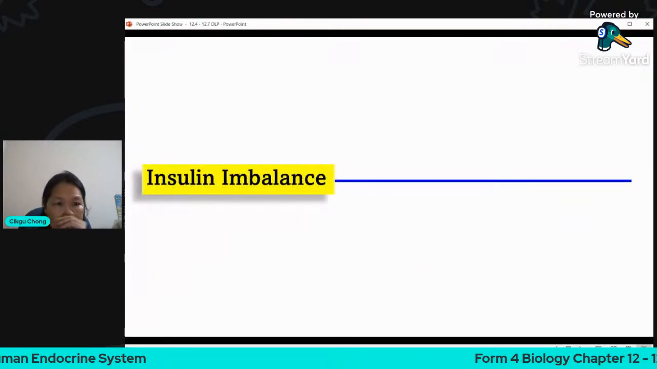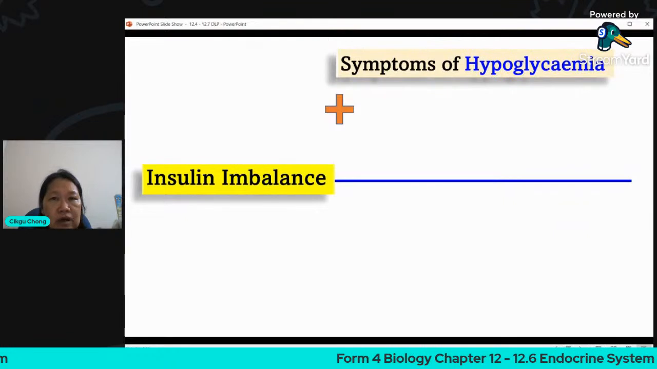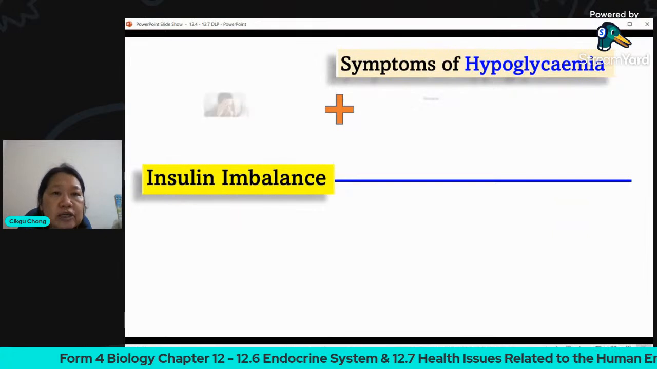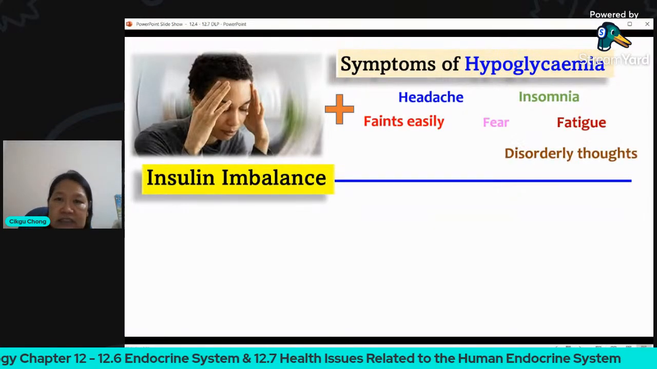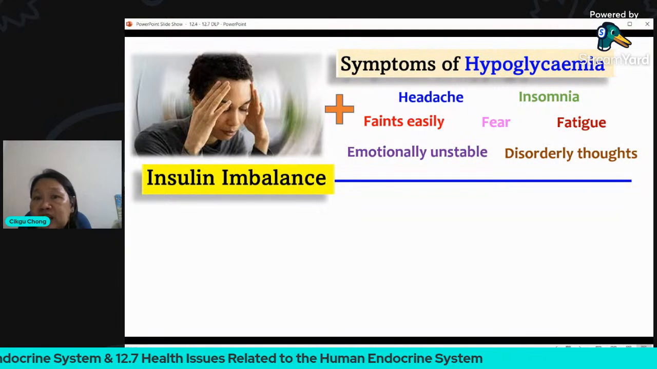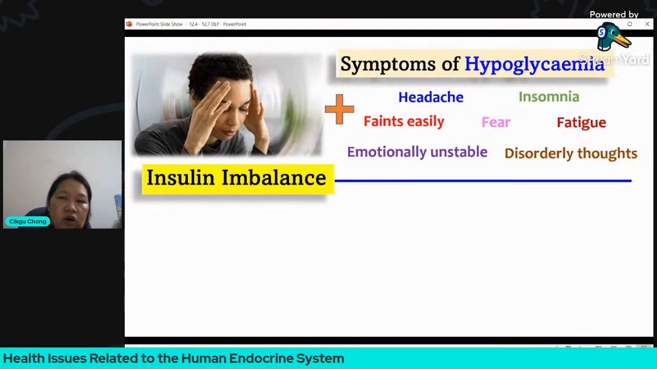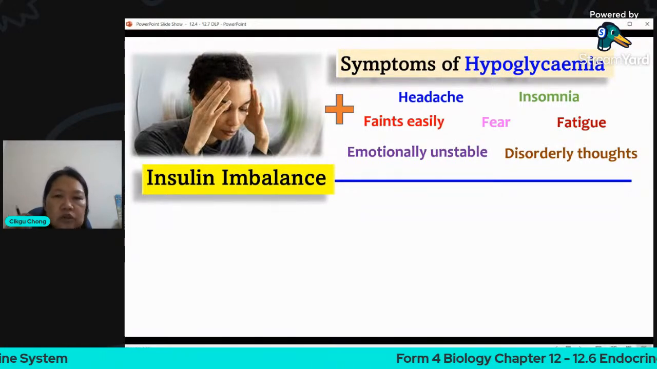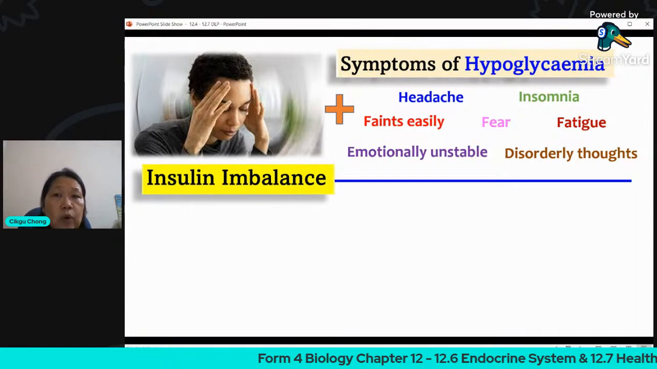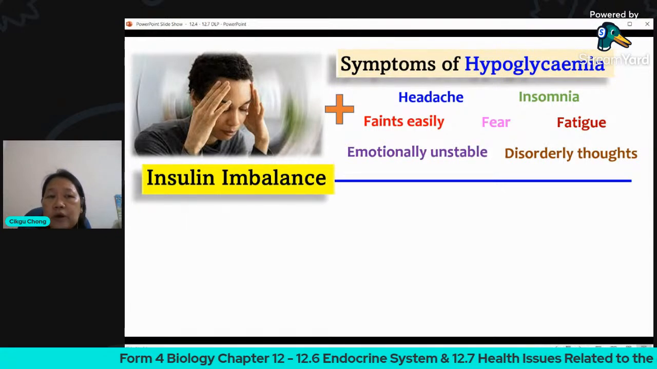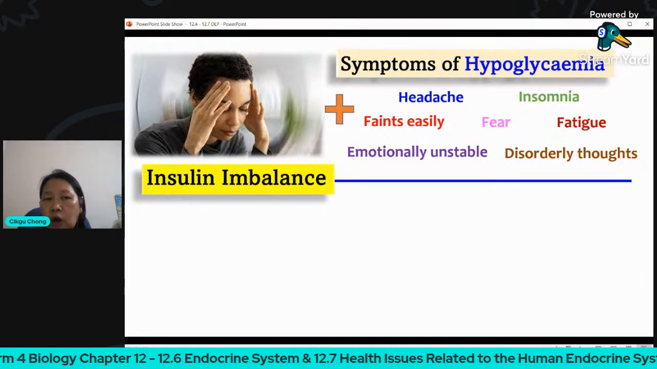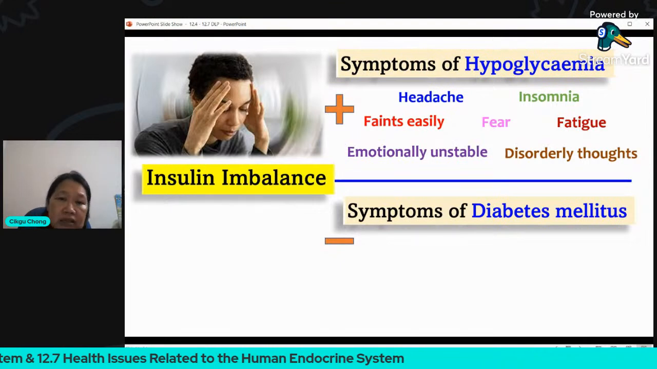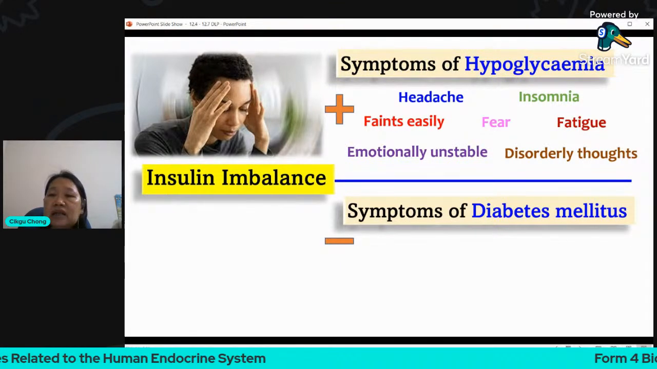Okay, next. What are the symptoms? If hypoglycemia, too low sugar, you will get headache, faint easily, insomnia, cannot sleep, fear, fatigue, very tired, disorderly thoughts, very confused, emotionally unstable. That can happen in hypoglycemic people. What about when there's too much sugar in the blood? You will get penyakit kencing manis, which is diabetes mellitus.